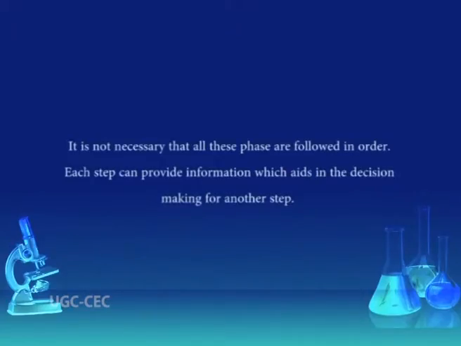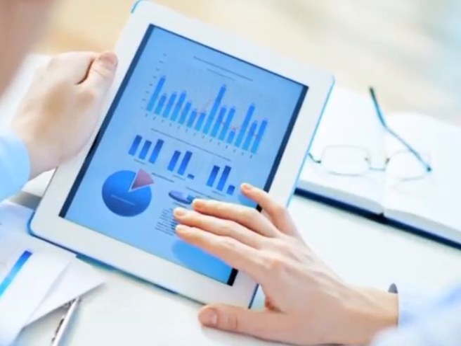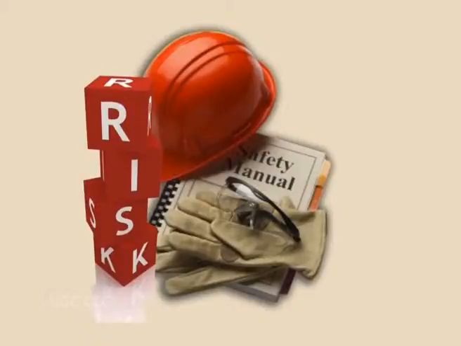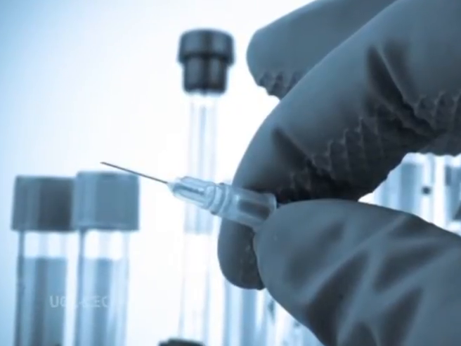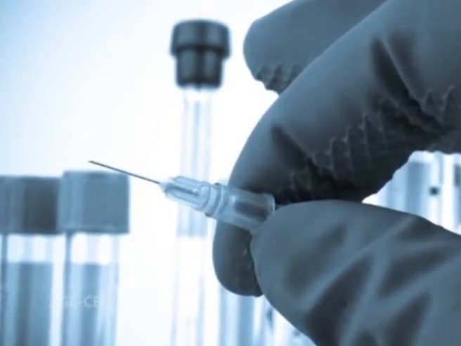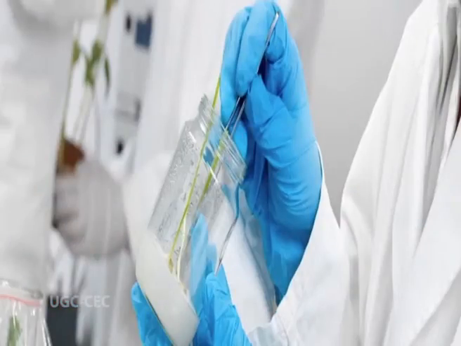It is not necessary that all these phases are followed in order. Each step can provide information which aids in decision making for another step. Technical and legal issues sometimes may require negotiation and gathering of new information. Risk and safety are estimated by total weight of evidence. Toxicity evidence is the basis, but often rules are modified by legal considerations as well as technical feasibility.